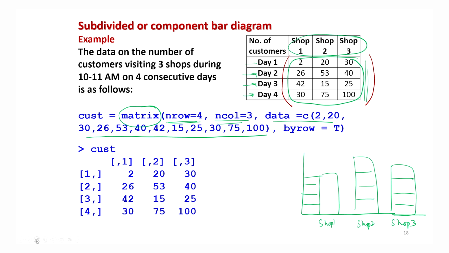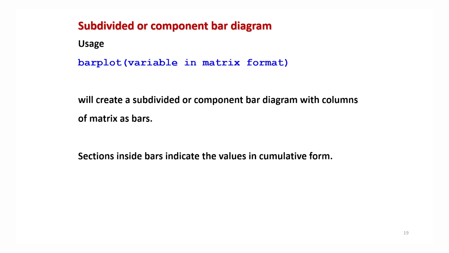If I show you the data I have written here, this and this and this and this, because it is by row. So now you can understand why I had taken the topic of matrix in the beginning, because that is going to be used in different places. And then I store this data as CUST in this matrix format, and this is my matrix.